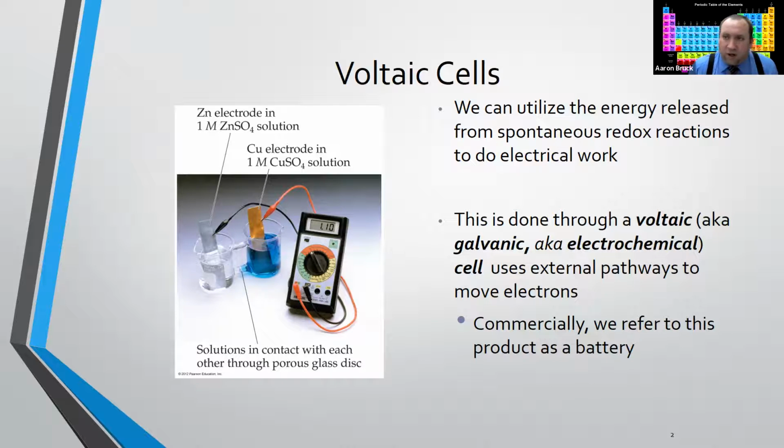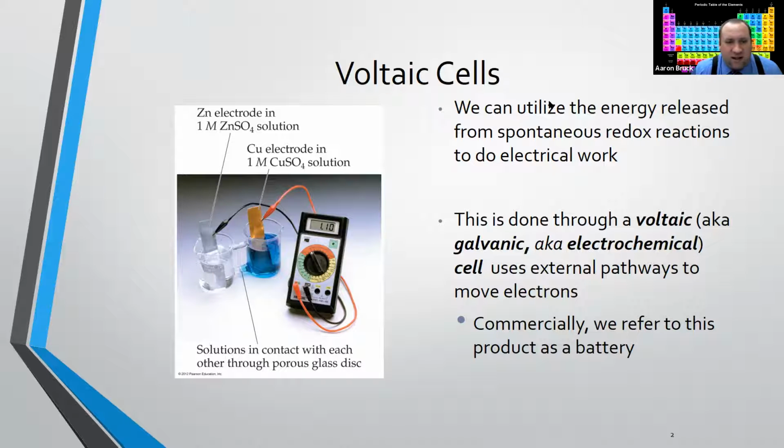Now, for redox reactions, instead of thinking about things in terms of heat energy, it's often useful to think about things in terms of electrical energy, because after all, it is the electrons that are moving, and the movement of electrons is known better as electricity. So when it comes to something called a voltaic cell, also known as a galvanic cell, also known as an electrochemical cell, what we're talking about is a specific way that we can harness the movement of electrons through a series of wires, through a circuit, to do electrical work. Another way we can refer to this is simply as a battery.